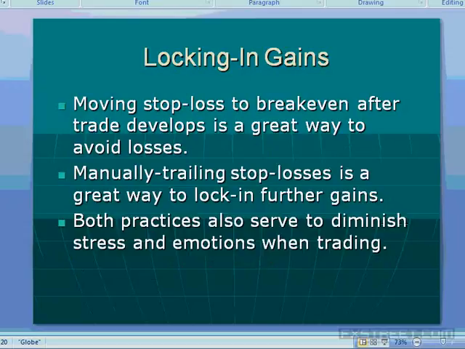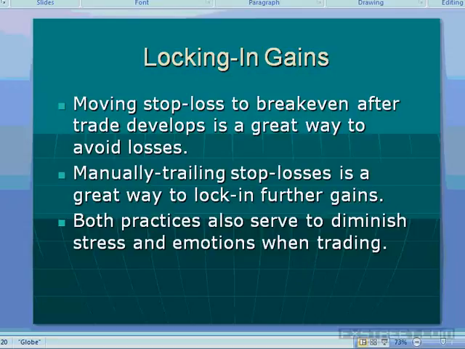Okay, and what I like to do is I like to lock in gains. For example, the least that would occur if price goes in my favor after I get into a trade is that I'm going to take my stop loss to break even. After that, as price moves further into profit, I'm going to move my stop loss to follow that profit, to lock in my gains. And not only does this lock in your profits, but it also serves to diminish stress and emotions when trading, which is very, very important.